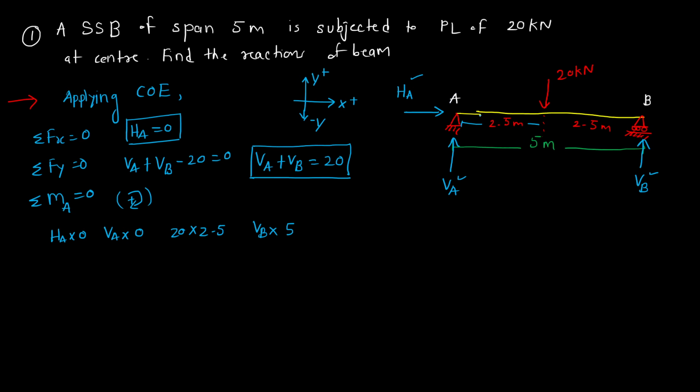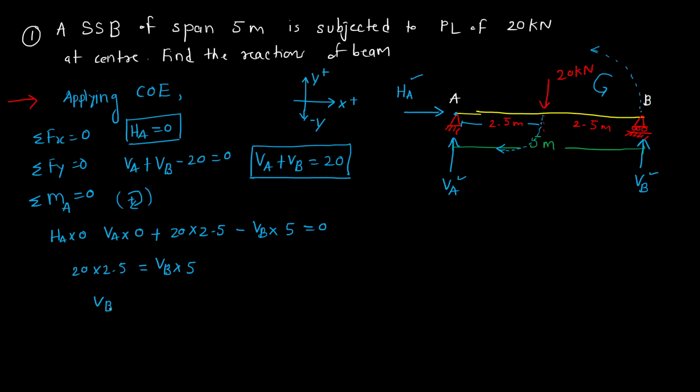Clockwise direction positive. Now to identify the direction of 20, remove all the other forces HA, VA and VB. If you see, the beam will be rotating in this direction. So this is a clockwise direction, so we'll take it as positive. Similarly, the direction of VB will be anti-clockwise, so we'll take it as negative. This is equal to 0. So if we solve this, we'll get 20 into 2.5 is equal to VB into 5.